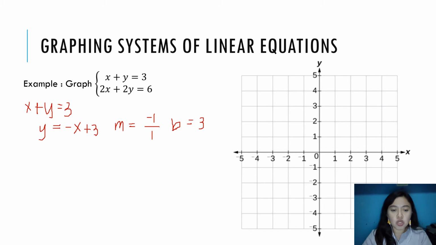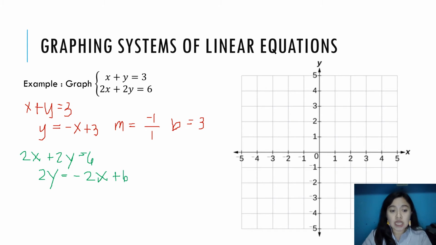Now, for the second equation, we have 2x plus 2y is equal to 6. So again, let us transform this into slope-intercept form. To do that, we must move 2x to the other side of the equation. So, what remains on this side of the equation is 2y. Since we are moving 2x from a positive sign, it becomes negative. So, this will become minus 2x. Then, we copy 6 plus 6.